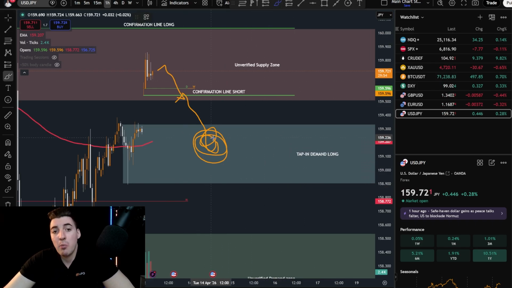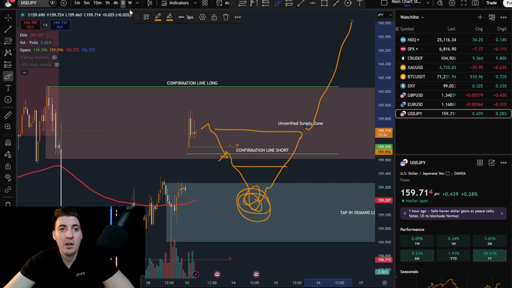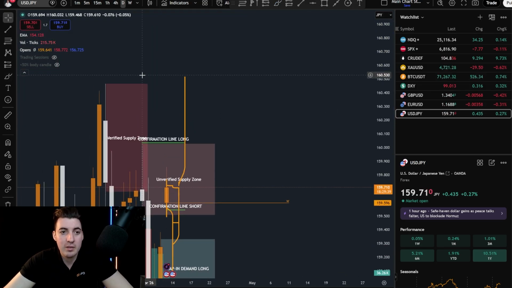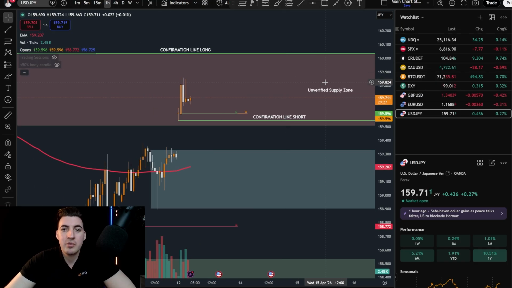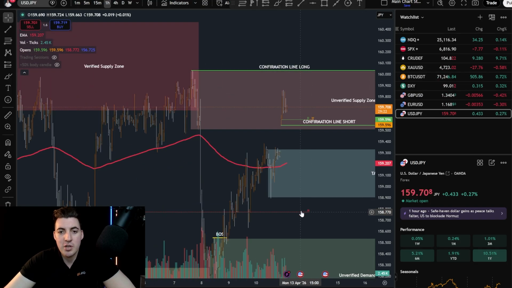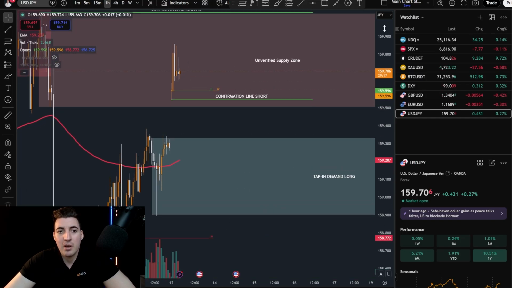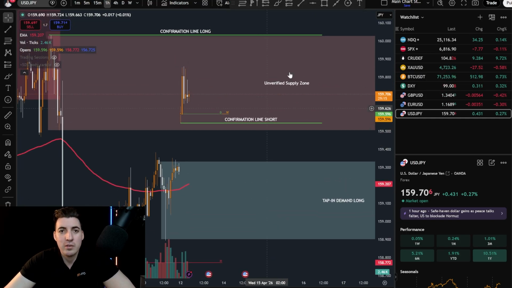What I would then want to see is whether the price begins to push up, breaking market structure. If so, then I will enter a long position, targeting the daily highs up here. So I am still quite bullish on the USD/JPY, but again, I'm just going to see how the market plays out when the London session starts.